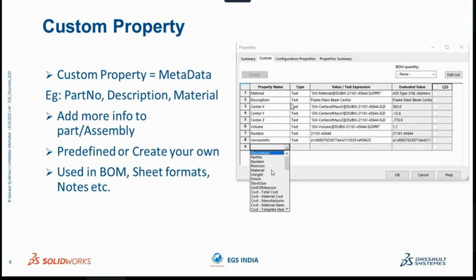And we could also use custom properties to give more info about the part and assembly so that the manufacturing team could easily understand the model. And also we could use our own custom properties based on our requirements. And at last, these custom properties are also used in BOM, sheet formats and notes. We could also link all those things with custom properties.